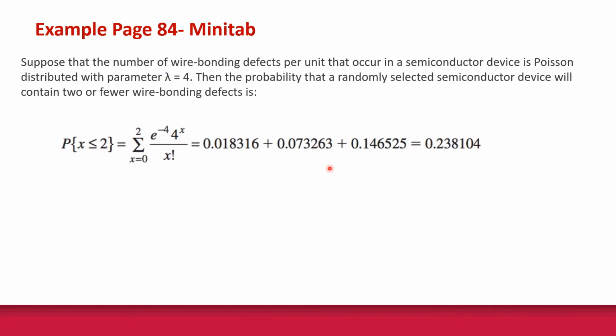So here x is less than or equal to 2, so the sum goes from x equals 0 to x equals 2. Here x would be 0. You would do this calculation, then plug in x. This is the value when x is 0. Same thing when x is equal to 1, you get this number. And then finally, when x is equal to 2, you get this number here. So add it all together, you get 0.238, about 23.8%.